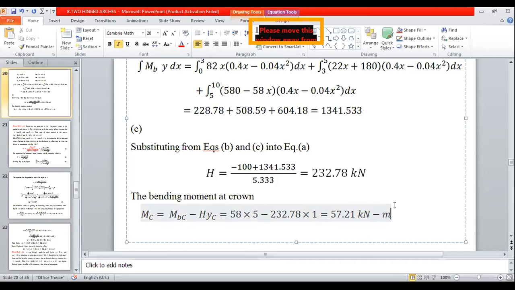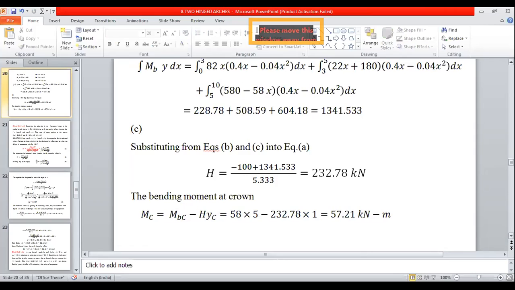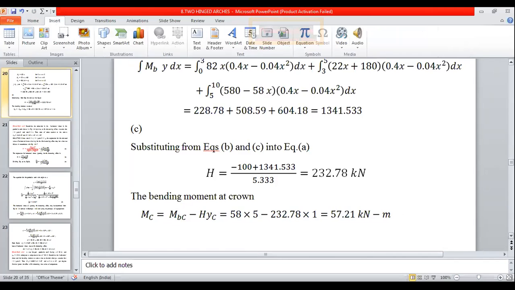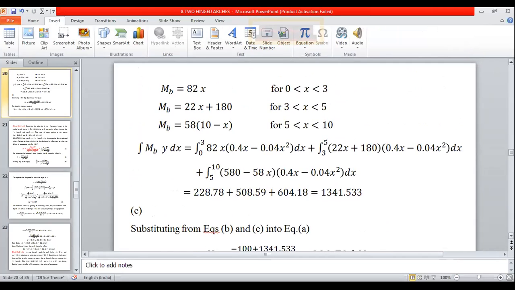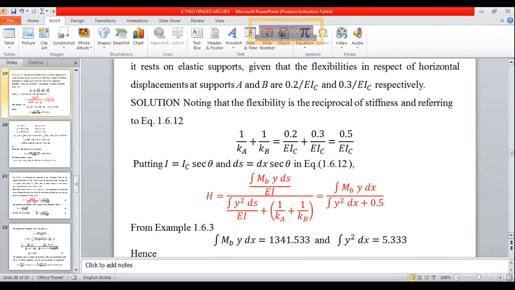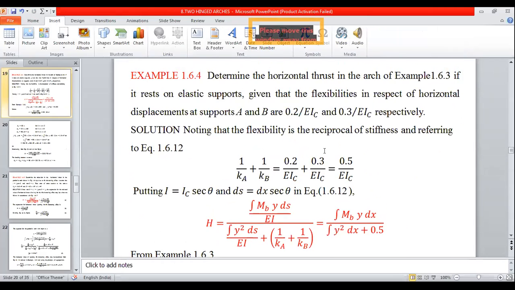So this is the way of calculating the horizontal thrust for rib shortening. Rib shortening and the effect of yielding of support are considered. Suppose in the same problem the supports rest on elastic foundation, then take the same problem. Determine the horizontal thrust, not as in the previous problem. So the supports are elastic supports.